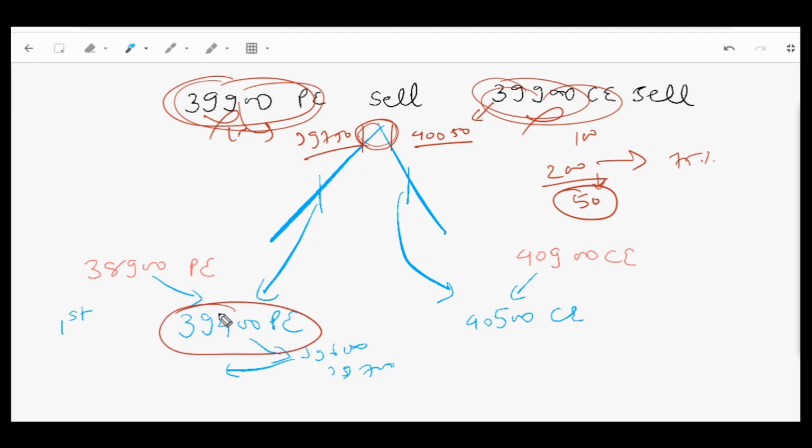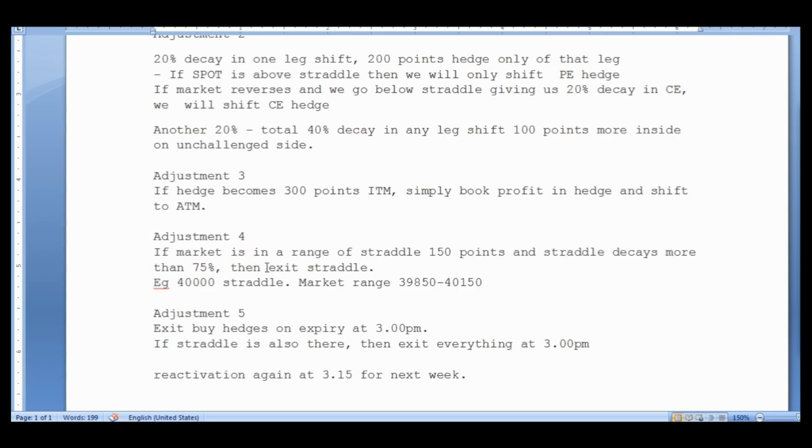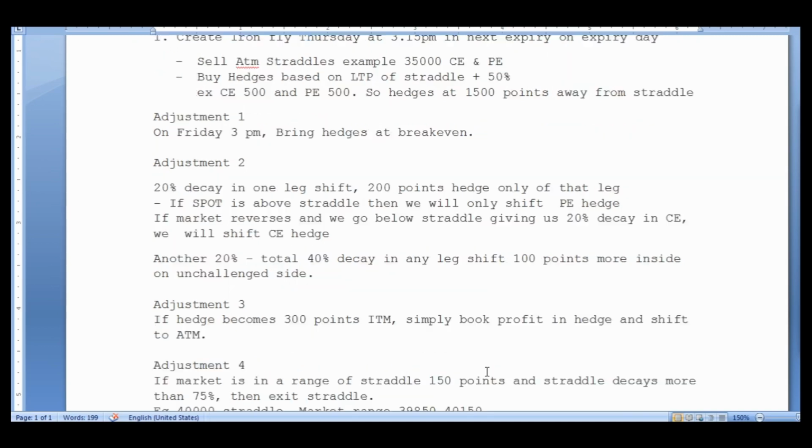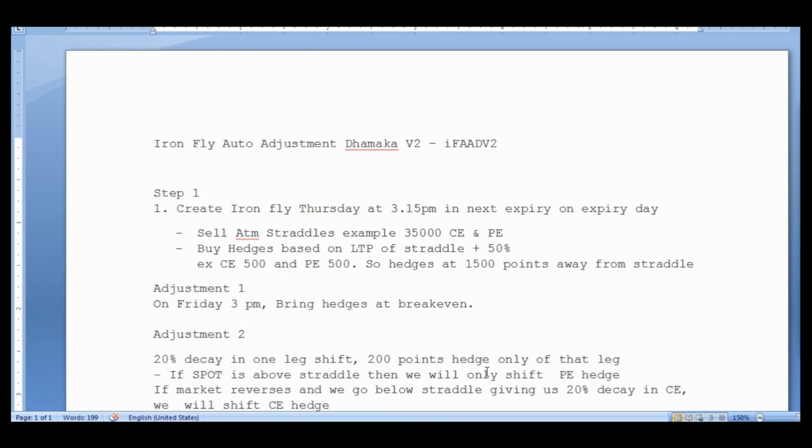And we will keep the hedges until our universal exit is satisfied, which is on expiry day at 3 p.m. So we will exit the hedges on expiry day at 3 p.m., and we will close both the sold legs whenever 75% decay happens and the market is in between this range, minus 150 points from this strike and plus 150 points from this strike. So between this 300 points range from the middle. So that was adjustment 4. And the fifth adjustment is nothing but exit everything which is remaining on expiry day at 3 p.m. and reactivate again at 3:15 for next week. So this will keep on executing week by week.